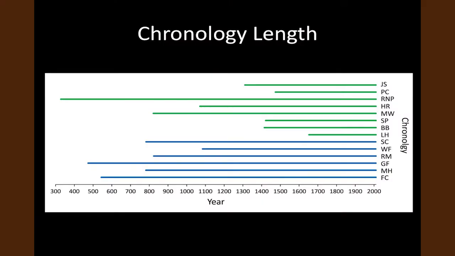Here are our chronology lengths. Coast redwoods in green, giant sequoias in blue. Our oldest chronology is from Coast Redwood, 328 from Redwood National Park. After that, giant sequoia chronologies are quite long, most over 1,000 years. For Coast Redwood, we have some shorter because the trees in the forest were not as old. Fortunately, now that we have these chronologies created, we can use remnant or downed wood.